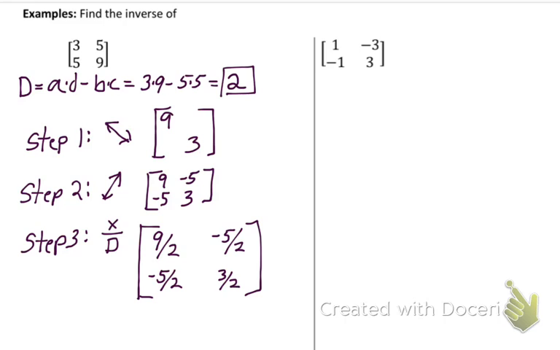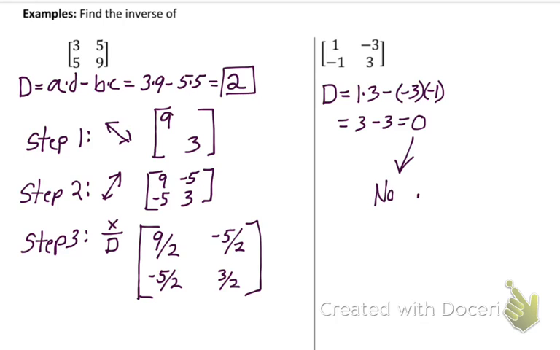All right, for the second one, we're going to do the exact same thing. We always find our determinant first because something's going to happen on this determinant. Our determinant is going to be 1 times 3 minus negative 3 times a negative 1. That is A and D minus B times C. Well, that's just 3. Negative times a negative is a positive, so it's 3 minus 3, which equals 0. So in this case, there's no inverse. And we are done with that problem.